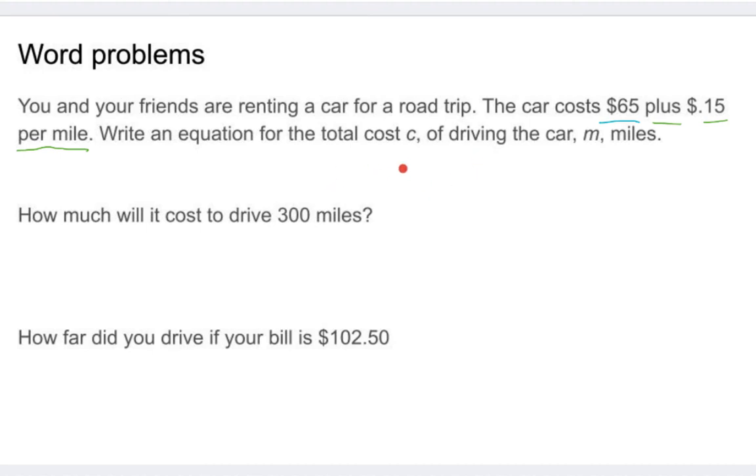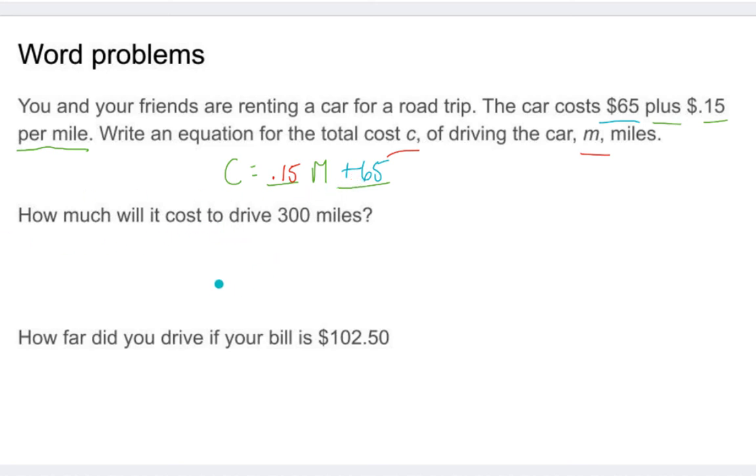And we want to make sure that we know what the variables are. So we're writing an equation for the total cost, C, of driving the car m miles. So instead of y equals, it's going to be C equals something times m, something else. So our one-time cost, our y-intercept, is 65, so plus 65. And our rate of change, the thing that changes every mile, is 0.15. So the equation is C equals 0.15m plus 65.